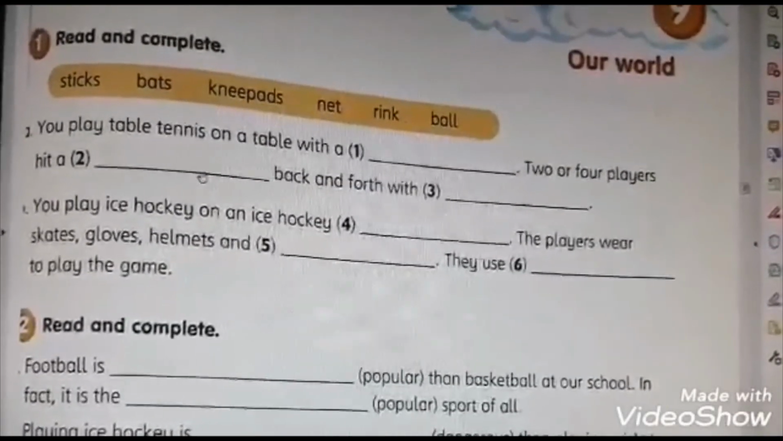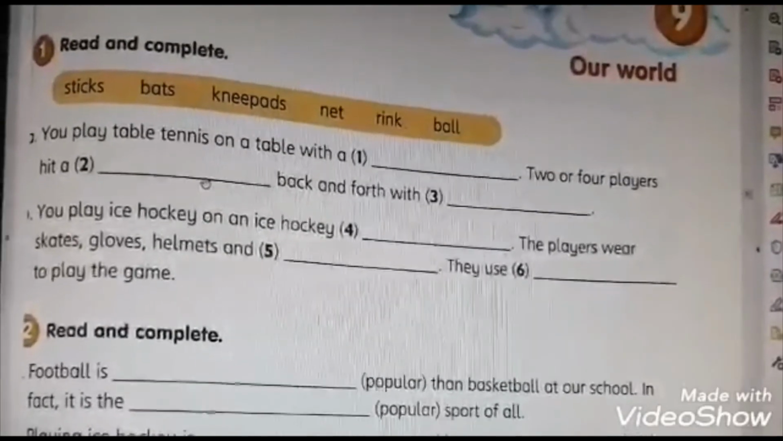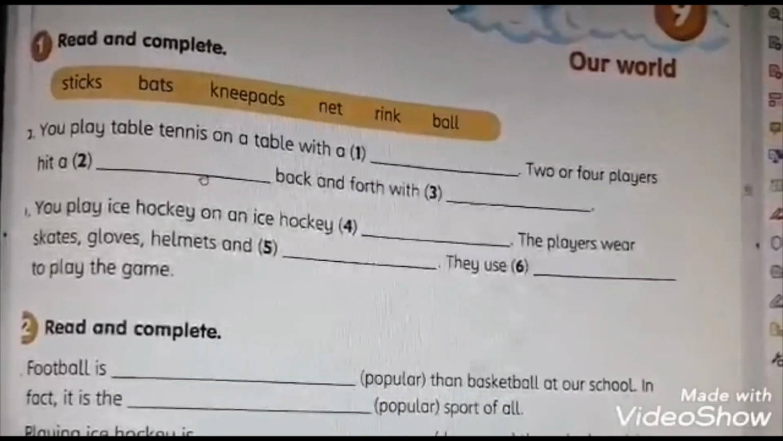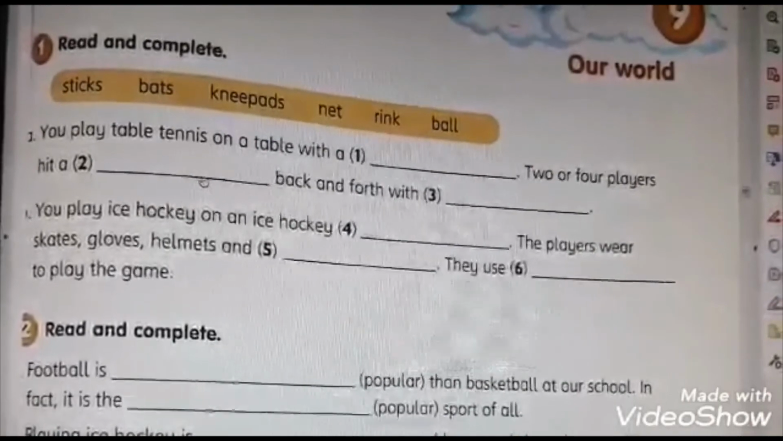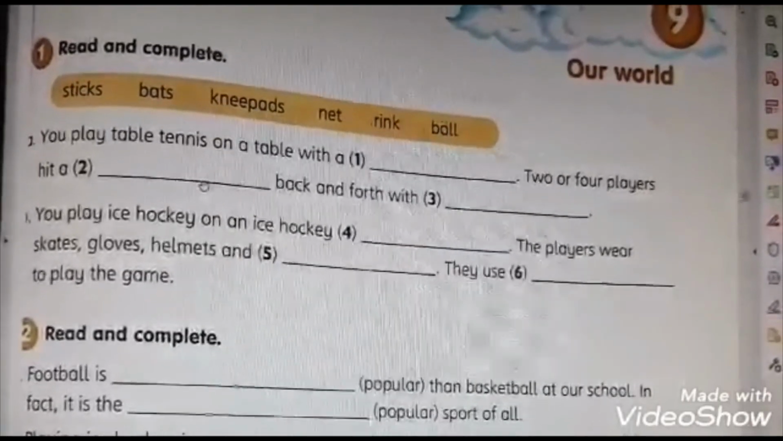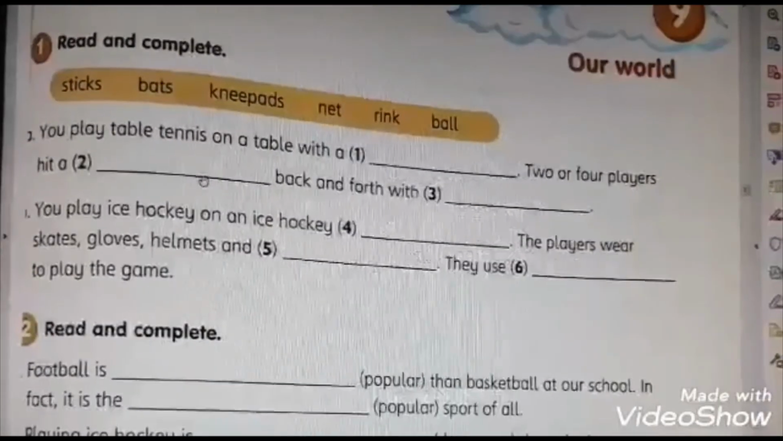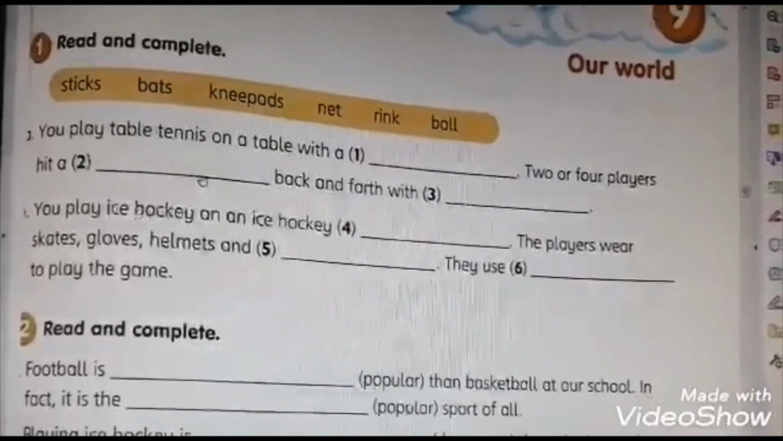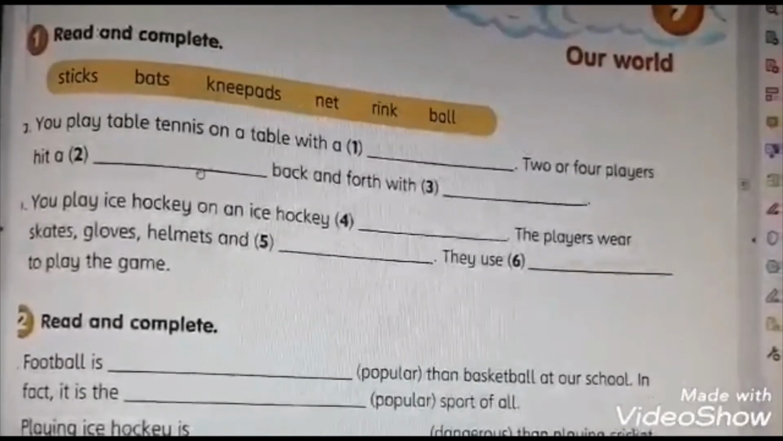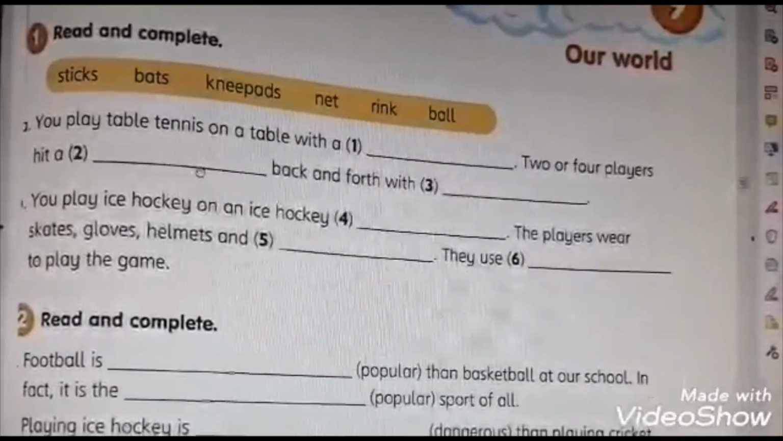We already learnt in our student book about 3 sports: table tennis, ice hockey and cricket. These words belong to those sports. So please fill in the word that corresponds to the correct sport.